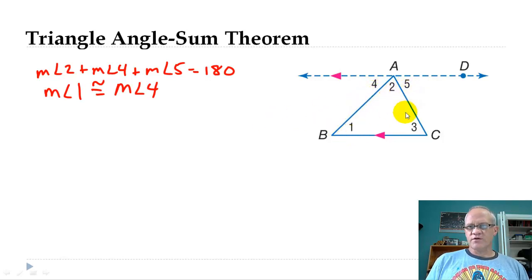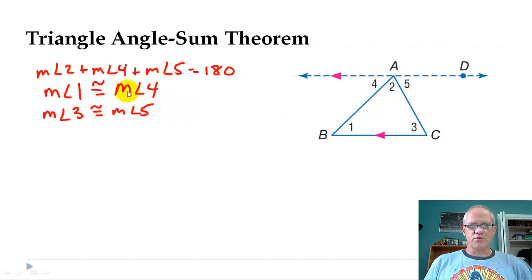All right, what about 5 and 3? Here's another line that cuts through those parallel lines. 3 and 5 are also interior, and they're on opposite sides of the transversal. And so we also know that the measure of angle 3 is congruent to the measure of angle 5. So now I could just make those substitutions here. Remember what I just wrote up here?